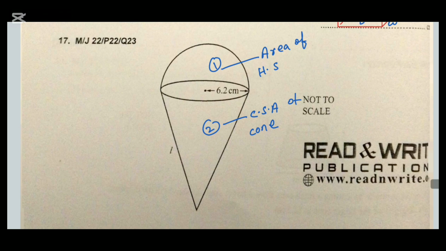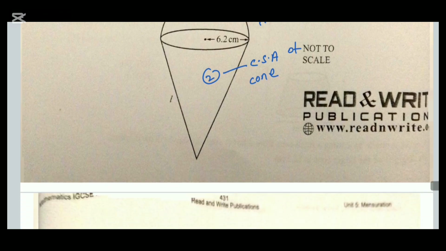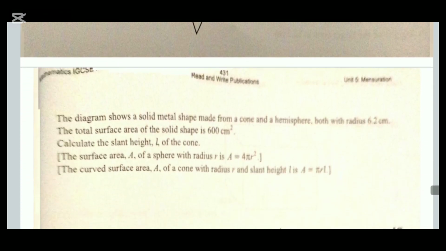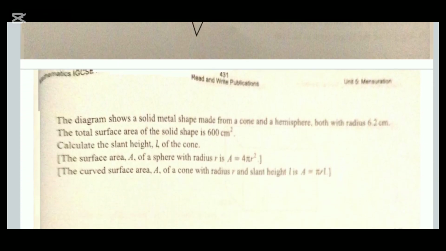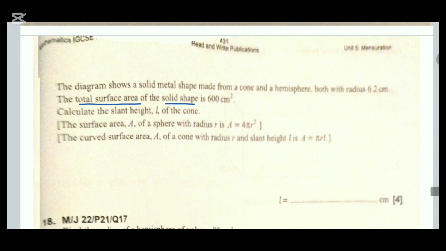So half of the sphere is hemisphere, so this is hemisphere. As this is a 3D shape, so we will use the formula of hemisphere, and this is cone. So two formulas will be used here for total surface area. We have to use here the formula of total surface area of this solid shape. So then we can easily find the value of L.